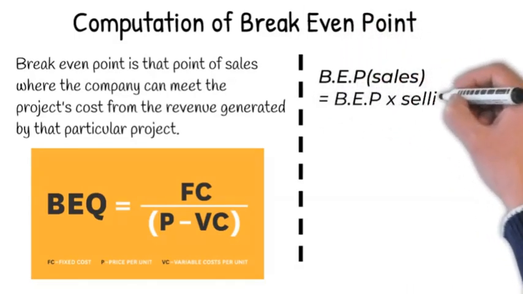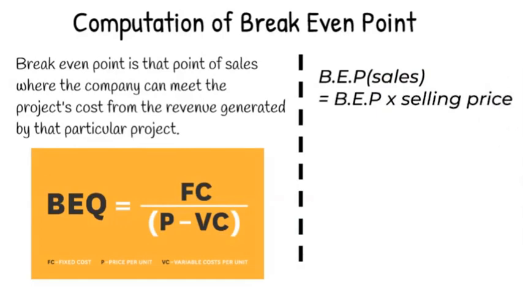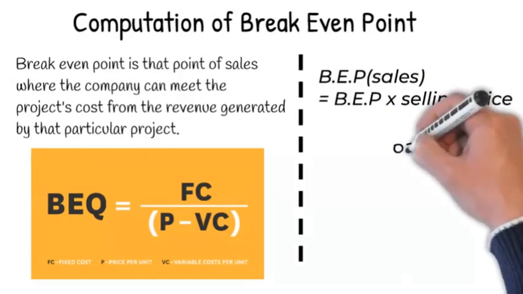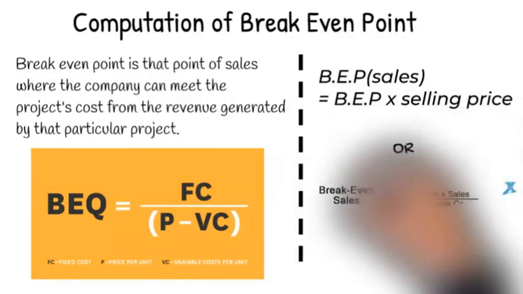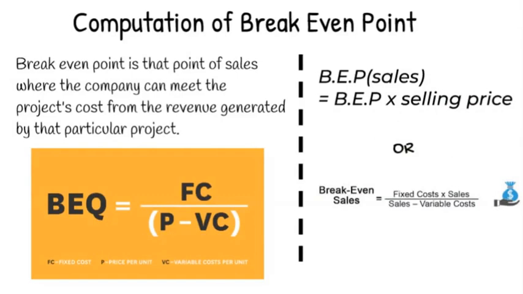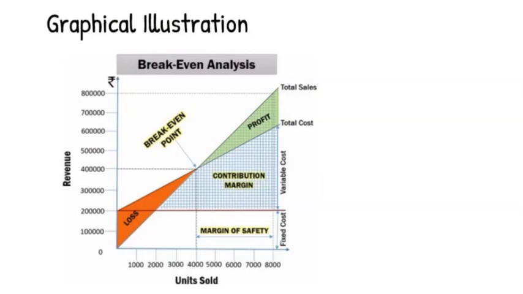Break-even point in sales is calculated by multiplying the break-even point in units by selling price, or using another formula, which is BEP in sales equals FC divided by (S minus TVC) times S, where S is total sales, TVC is total variable costs, and FC is fixed costs. Graphically, the BEP lies in the intersection of the total cost and total sales curves.